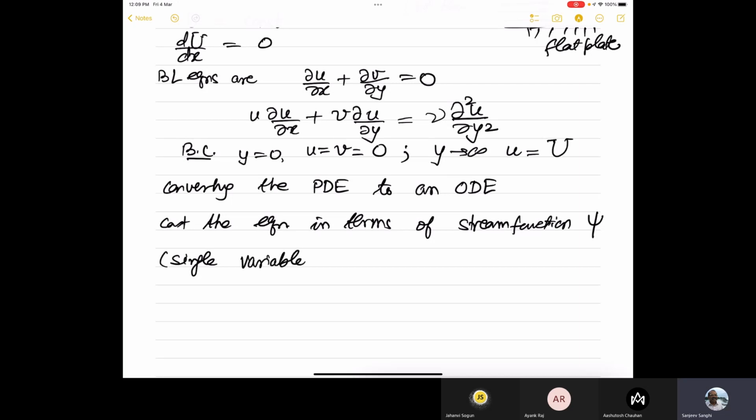Now, are we allowed to do this? Can we write the equations in terms of psi? Will a stream function exist for this flow? And if so, why, or if not, why not? The flow is rotational. It is not irrotational. So will a stream function exist for this flow?